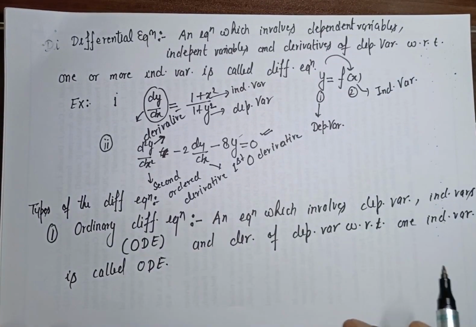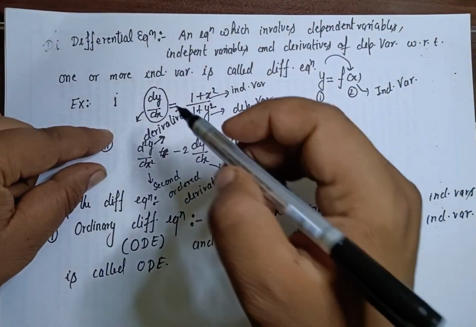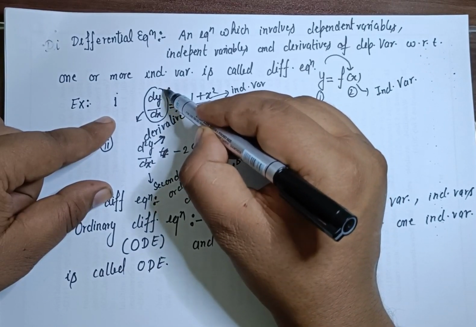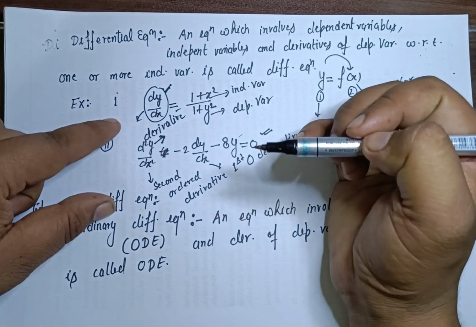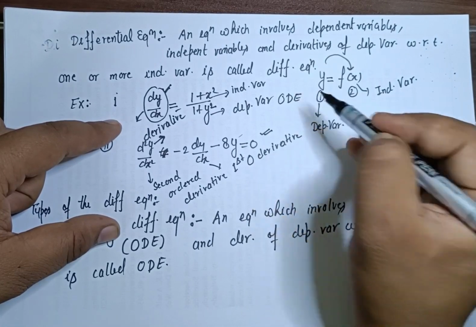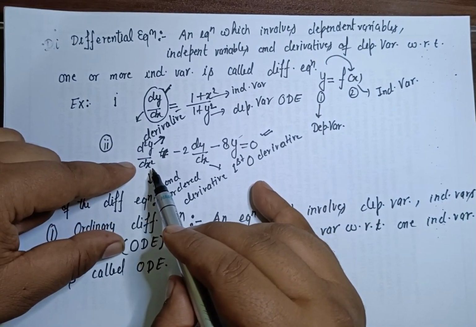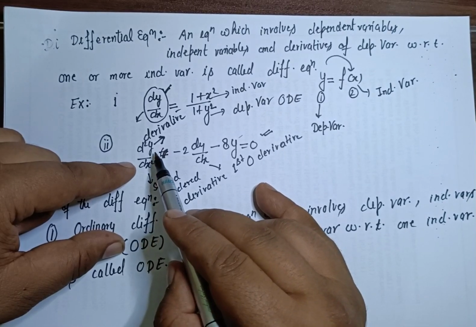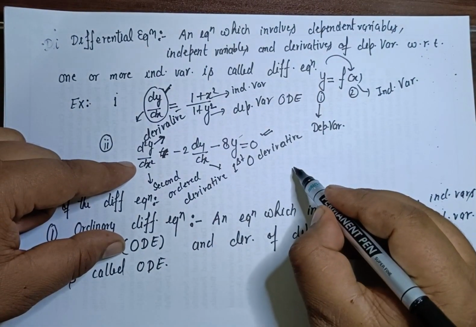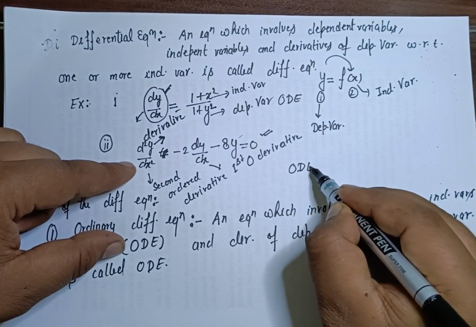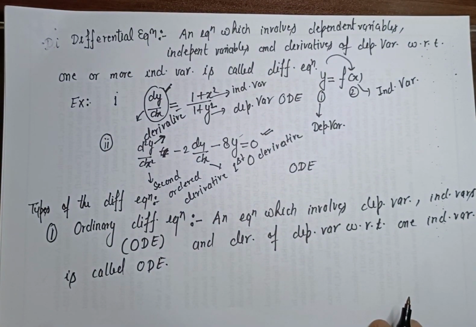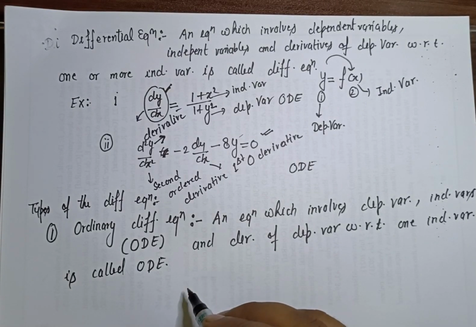And you can quote the above two examples. In the first example, we have the derivative of the dependent variable with respect to one independent variable, so it is a first class example of the ordinary differential equation, ODE. And the second example also has derivatives of the dependent variable with respect to one independent variable, so you can put it into the category of the ordinary differential equation also.